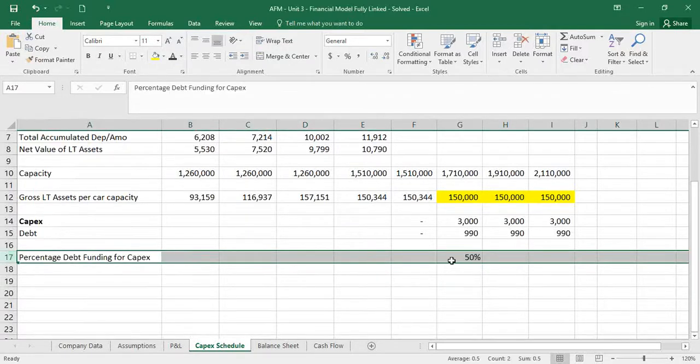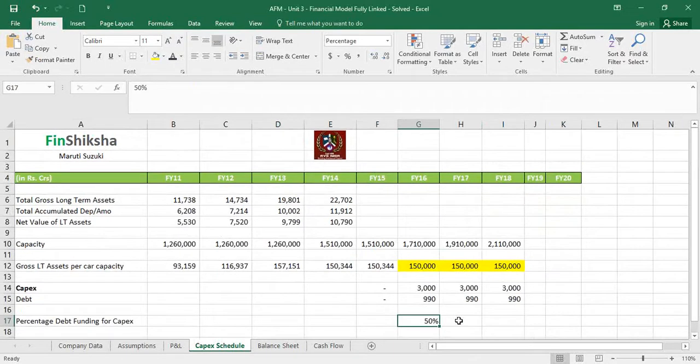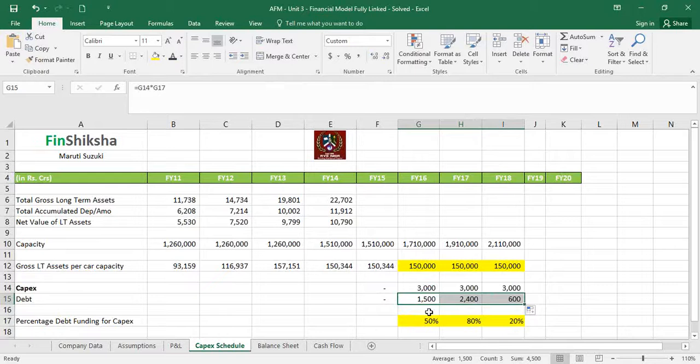I'll just remove this line. We can change this depending on the year. We can in certain years assume 50%, certain years assume 80%, certain years assume 20%. These are assumptions. So I'll mark them yellow. Why are these assumptions different? Is because the company might choose to have different debt fundings in different years. In which case, what happens is my capital expenditure gets multiplied by whatever is the percentage debt funding, and that becomes my debt. And I can extend this here, correct?